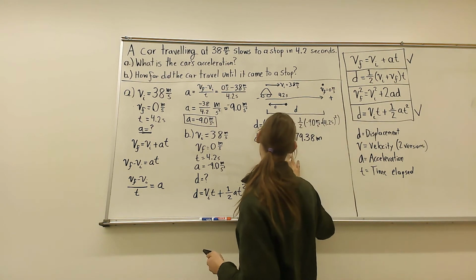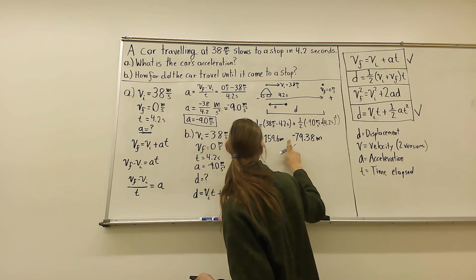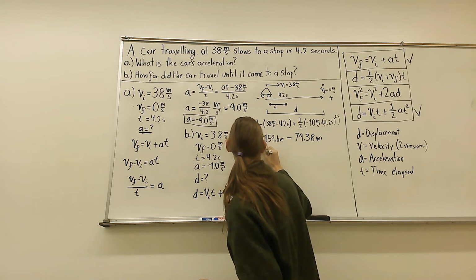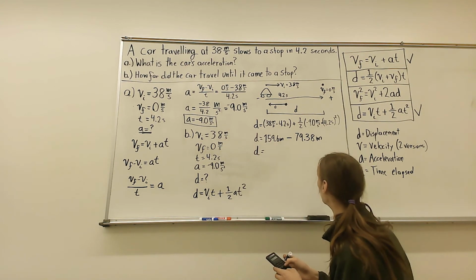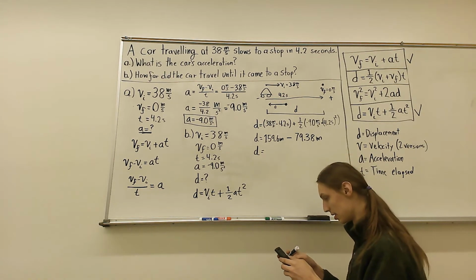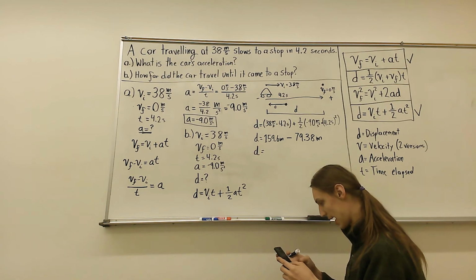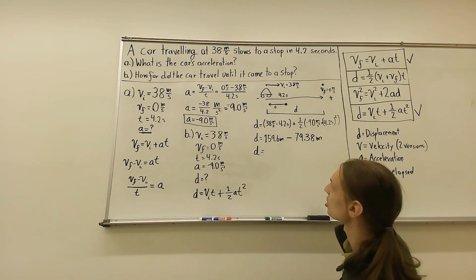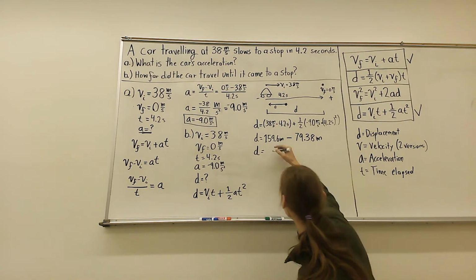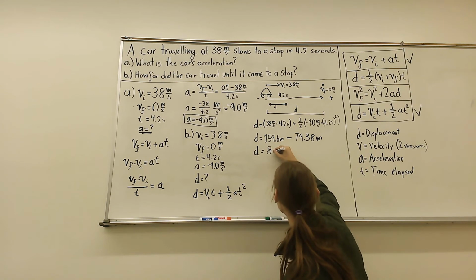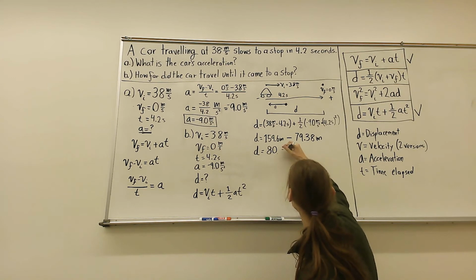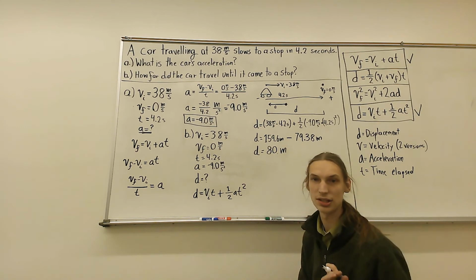So now all we have to do, notice since we have plus a negative, just erase that and write minus. Now we just have to calculate this. So we have 159.6 minus 79.38, and that gives us 80.22. But remember, we only have two significant figures, so our number is just 80 meters. 80 meters is our answer.